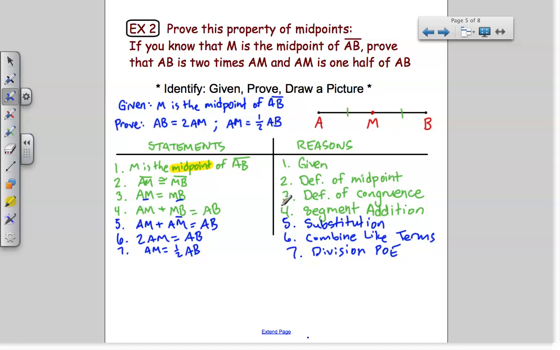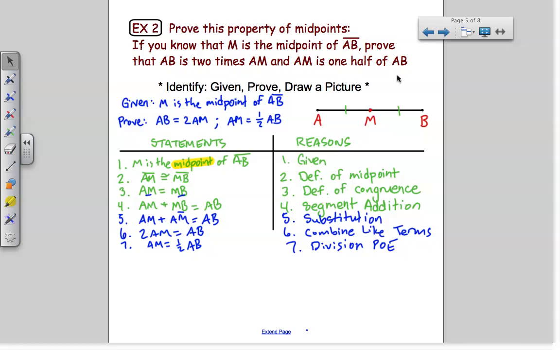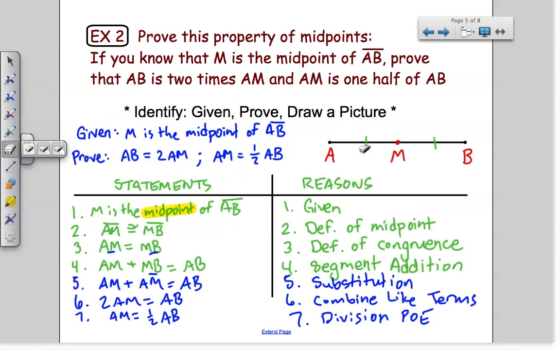Alright, so proving a property of midpoints here, and I actually had to prove 2 different statements there. Again, I had to use the definition of the word midpoint to say that these 2 segments were congruent. Anything that's congruent is also equal by definition of congruence. I used segment addition to add the 2 smaller to get the larger segment, and I substituted MB for AM because I knew they were the same, and combined like terms. We're good to go.